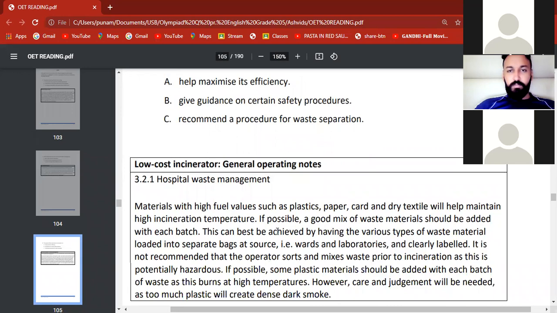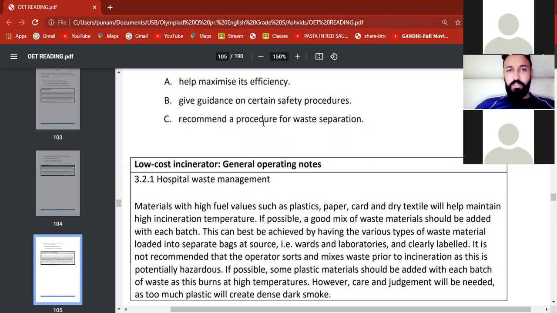If possible, a good mix of waste material should be added with each batch. They did not mention anything about that. This can best be achieved by having the various types of waste material loaded into separate bags at source, for example wards and laboratories, and clearly labeled. It is not recommended that the operator sorts and mixes waste prior to incineration as this is potentially hazardous.